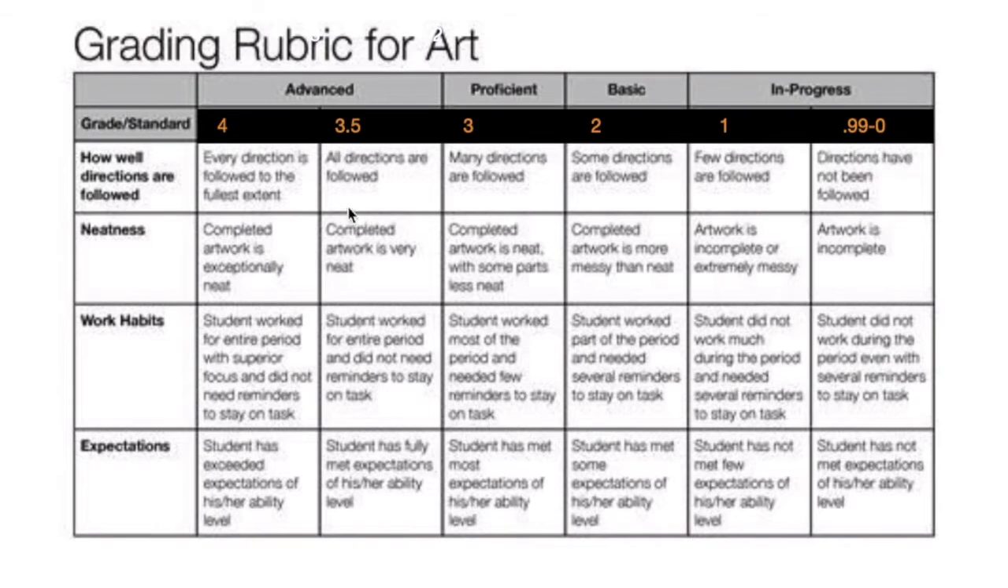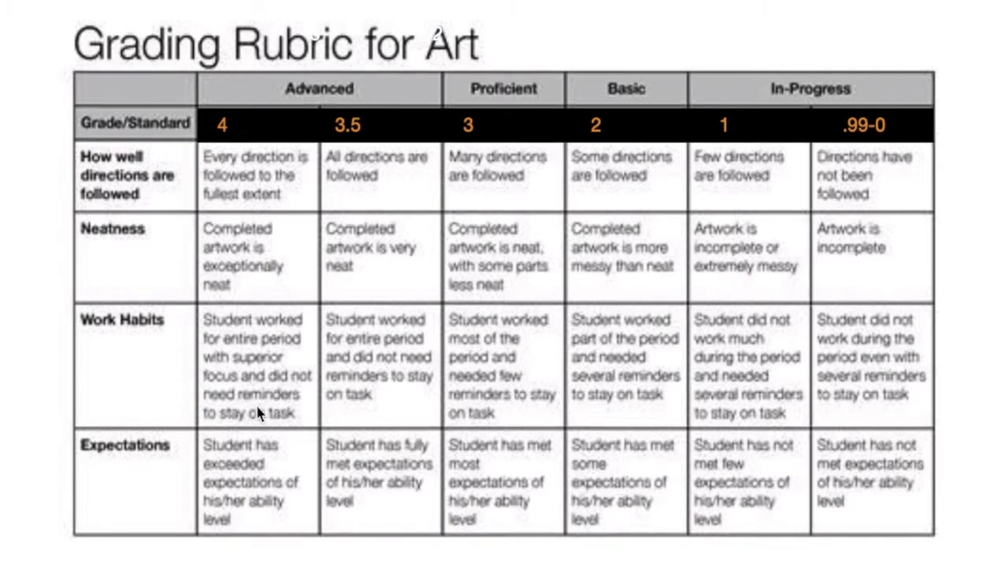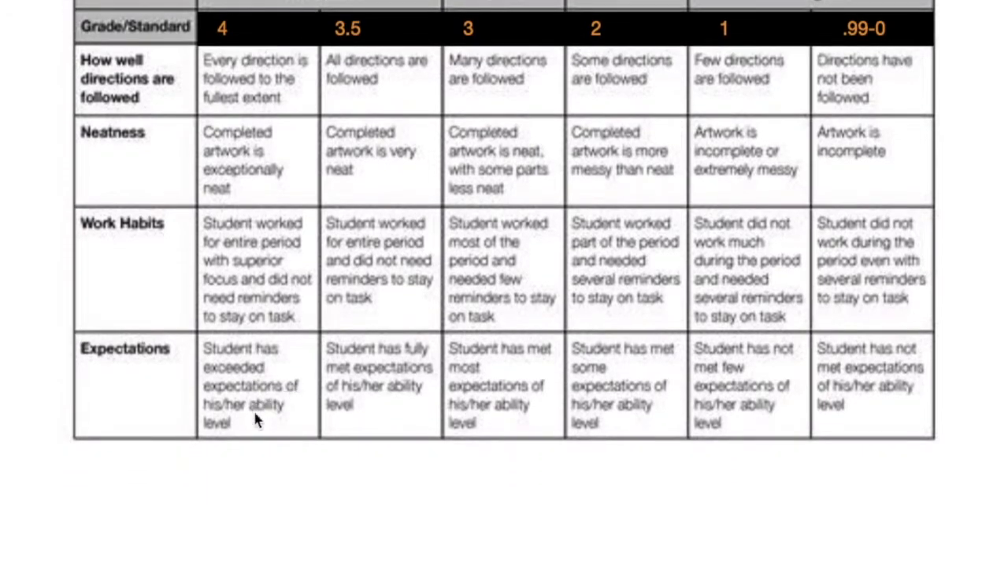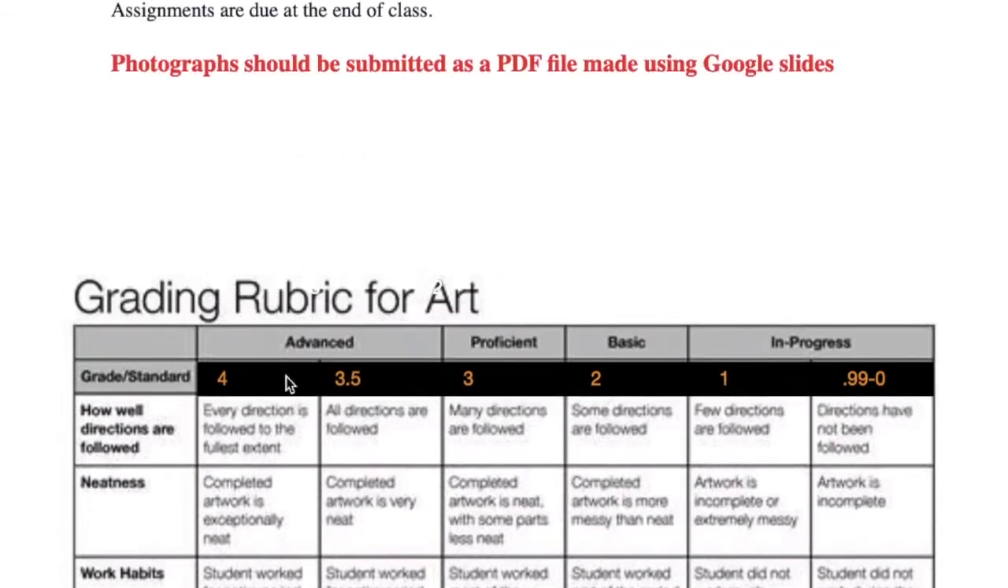Grading rubric for art. Every direction is followed to the fullest extent. That would be a 4. That's 100%. Completed artwork is exceptionally neat. The student worked for the entire period with superior focus and did not need reminders to stay on task. Of course, you were going to work and get this done. Expectations: the student has exceeded expectations of his or her ability level.